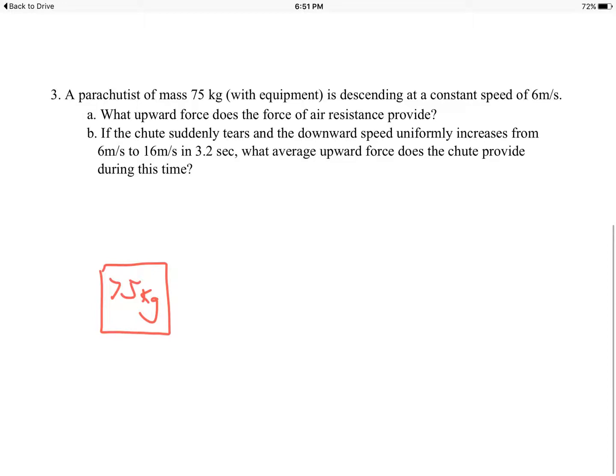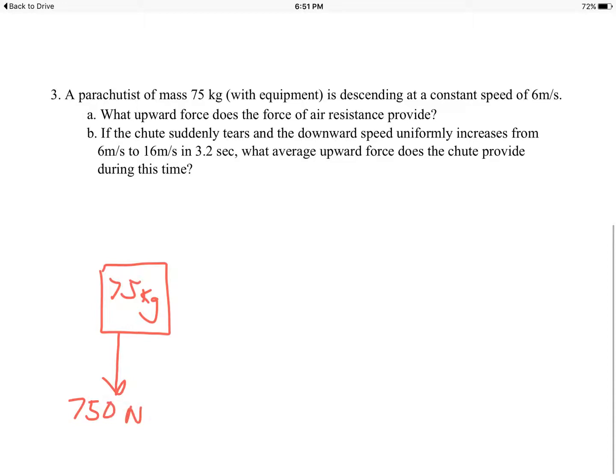Example 3. Here we have our 75 kilogram parachutist with all the equipment and so forth. Once again, you don't need to get fancy. You can draw a square. That's the person with the parachute and everything else. Gravity is pulling them down. Force of gravity here, which is going to be roughly 750 newtons.